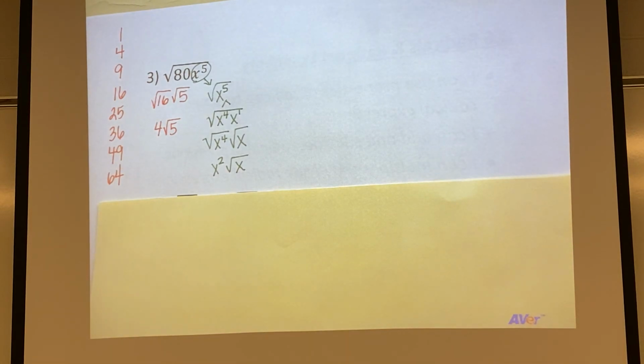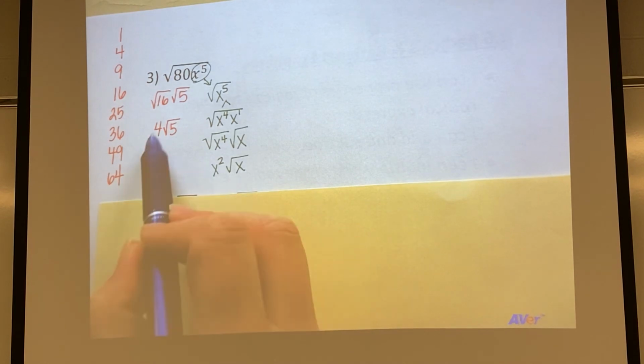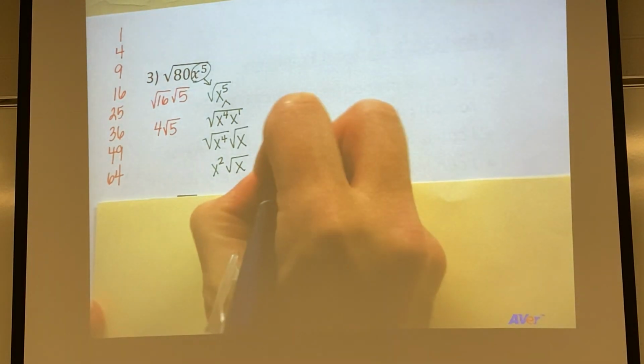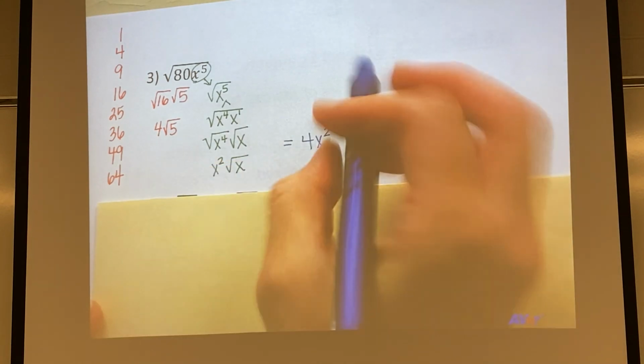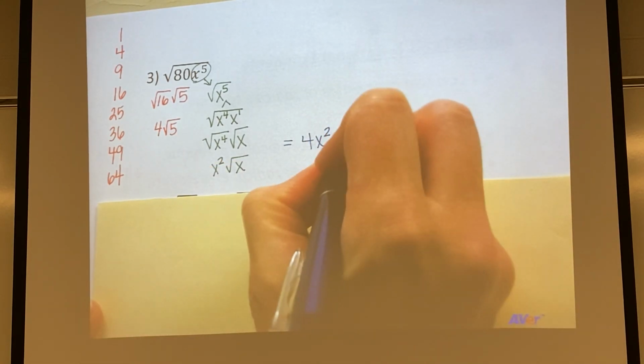All right, so the last thing we need to do is put those answers together. The stuff that's on the outside, the 4 and the x squared, are on the outside together. And then the stuff on the inside stays on the inside together.